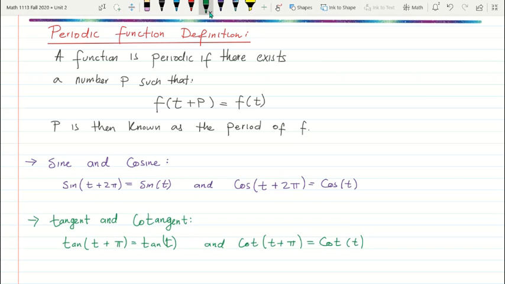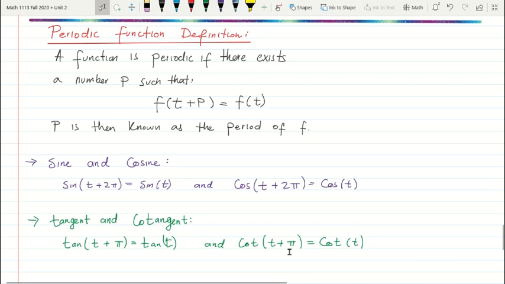Tangent of t plus pi is the same thing as tangent of t. So pi is going to be the period of the function tangent. Same thing with the function cotangent. Cotangent of t plus pi is the same thing as cotangent of t.